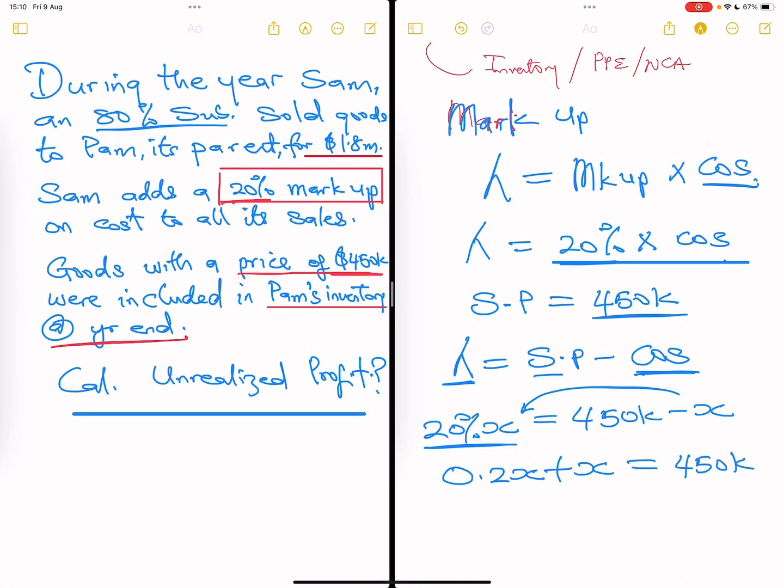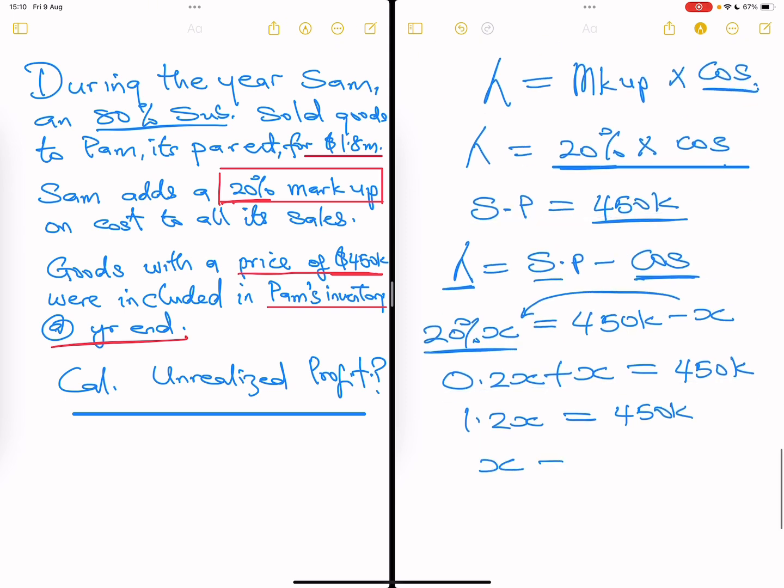Okay. Remember, X is my cost of sale. So that means 1.2X equals 450K. And I can calculate my X to be 450K divided by 1.2. And let's check it out. So 450,000 divided by 1.2. And that gives us 375.